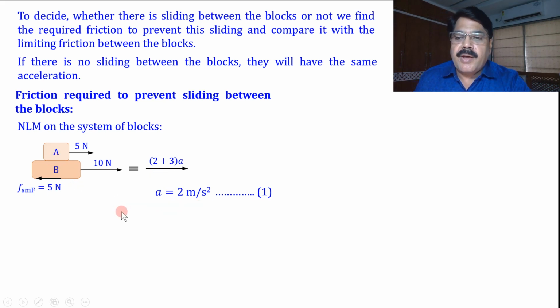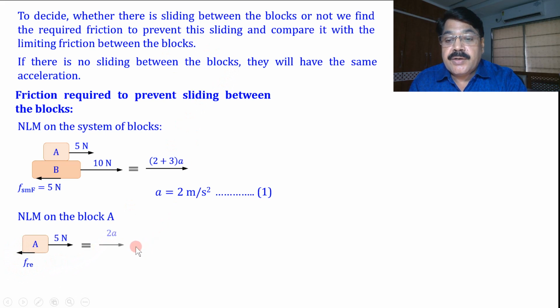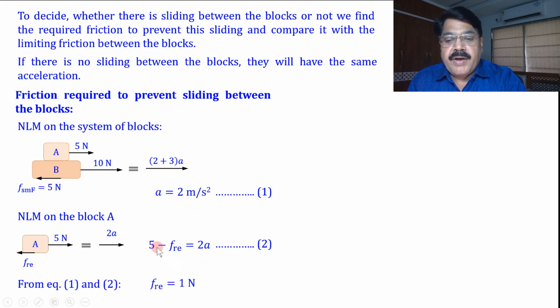Now to have this acceleration, let us calculate the required friction here. We can consider either block A or block B. So let us consider block A. On block A the force is 5 Newton, and here we do not take the limiting friction, we take the required friction, which is equal to the mass of the block, 2 kg, into acceleration a. And this acceleration must have the same value. So 5 minus F required is equal to 4, when we put the value of a here. So from equations 1 and 2, 5 minus F required is equal to 4, so F required is 1 Newton.